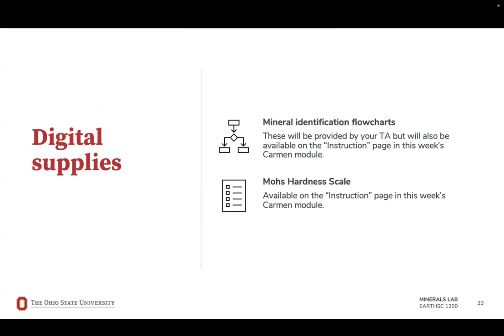The only 2 digital items of this week are PDFs. The first is a PDF of the mineral identification flowcharts, and the second is a PDF of Mohs hardness scale that you can use as a reference guide as you're testing the hardness of your mineral samples. These are both available on the instruction page in this week's Carmen module.